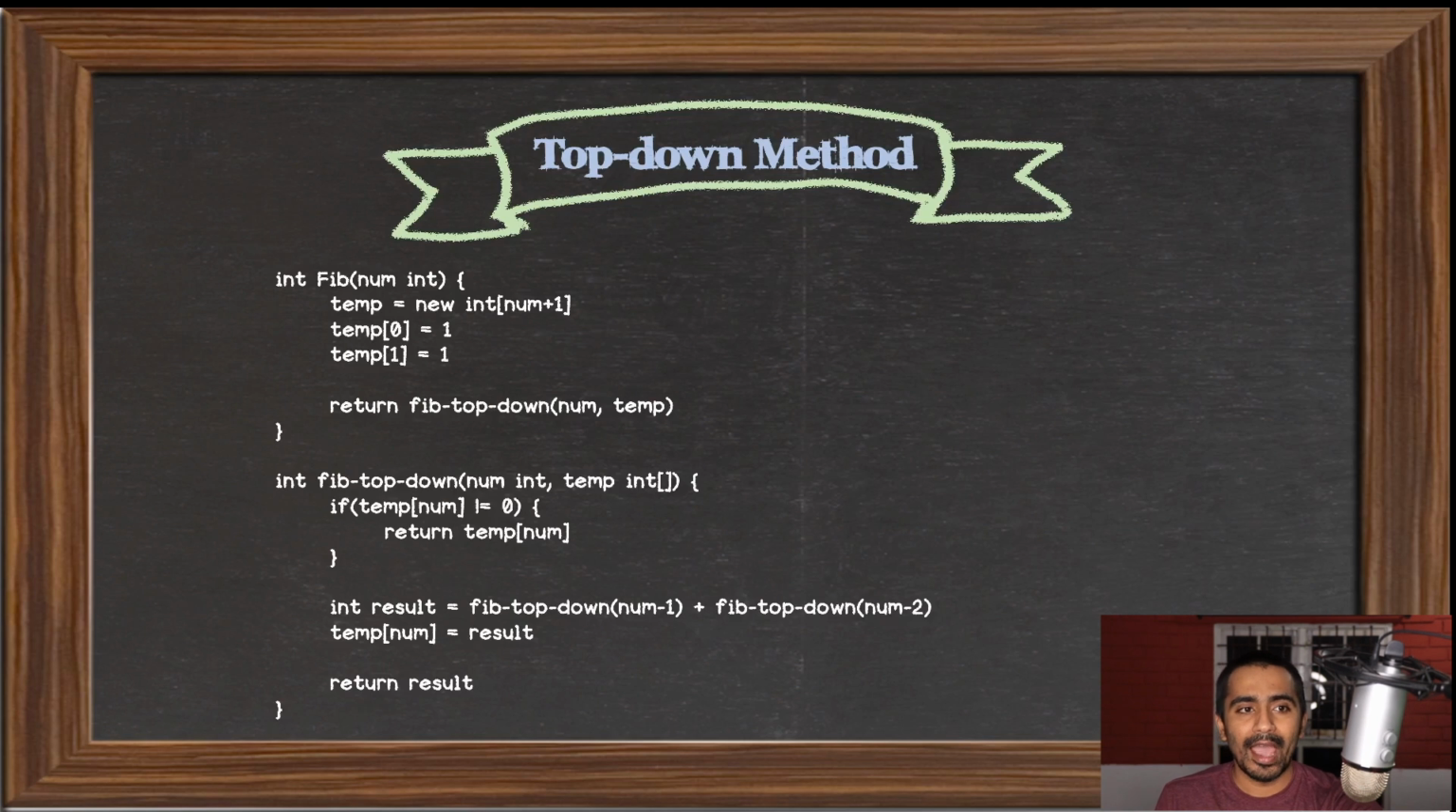Now in this code we have here, we use an integer array named temp to store results from subproblems. First we check if we have already calculated the value for a given number, and if so we just return it. Else we calculate the result, store it in temp array and then return the result. We call it top down because we first try to solve the bigger problem and then dive into smaller problems as and when we need it.